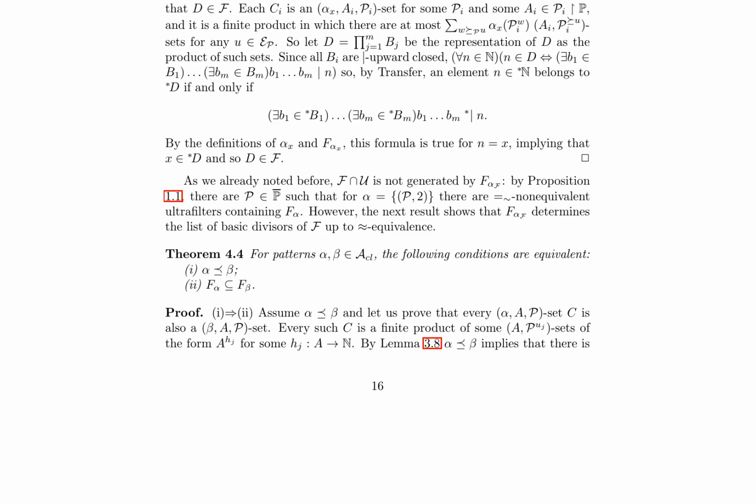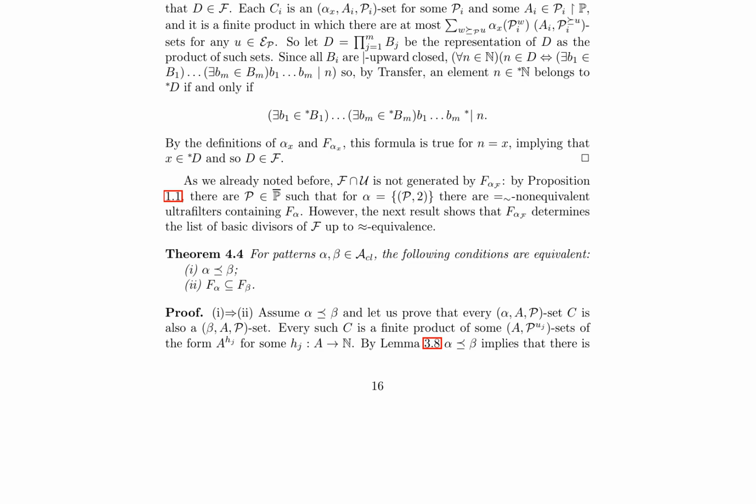Theorem 4.4 reveals a significant equivalence between two conditions: (i) alpha precedes beta, and (ii) F_alpha is a subset of or equal to F_beta. This equivalence highlights the intrinsic connection between the ordering of patterns in a CL and the inclusion relationships between their corresponding filters. These results collectively provide a comprehensive understanding of the properties and relationships of filters generated by patterns in a CL.